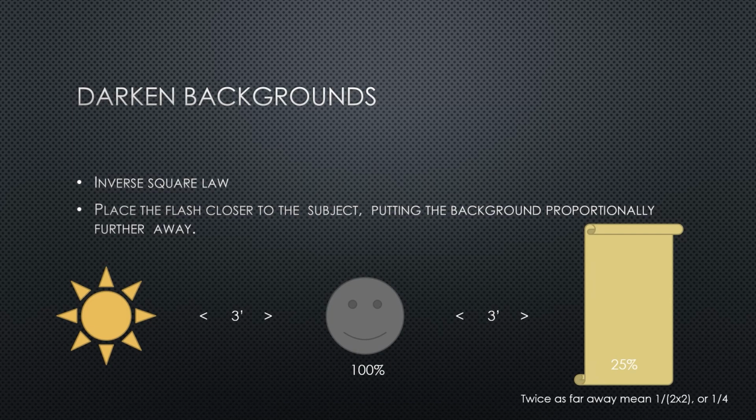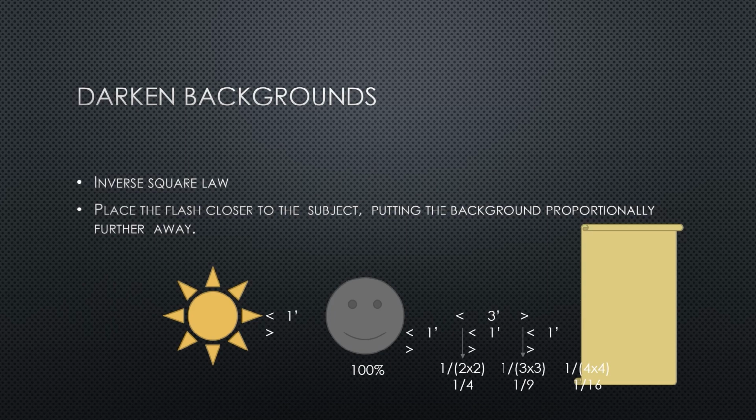Let's say you're taking a photo of your friend and you place them 3 feet in front of a brick wall, and then you stand 3 feet in front of the person to take their picture. If you set your exposure to get the subject well lit, the background will be twice as far away. Using what we know from the inverse square law, that means the background will be 1 over 2 squared, or 1/4 as much light as the subject. So essentially your background will be about 2 stops darker than your subject.